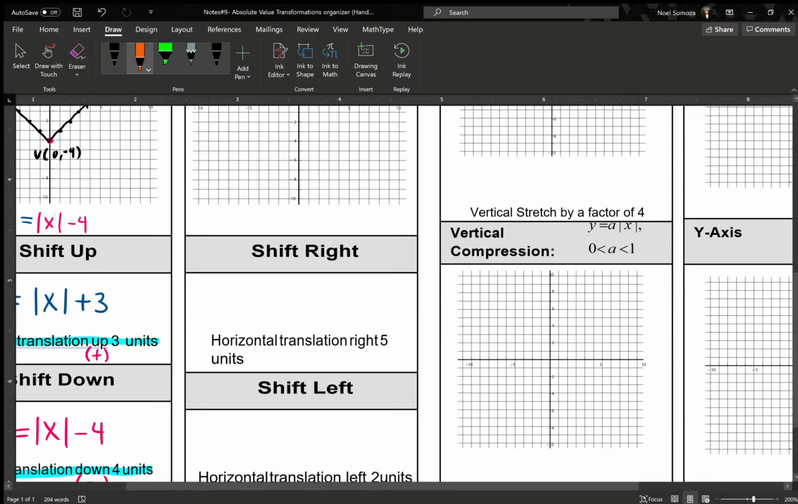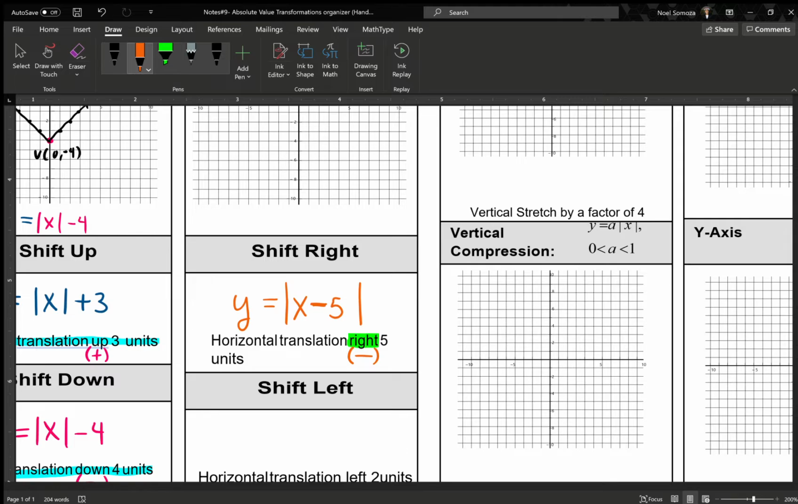We want a horizontal translation right of 5 units. In this case, I take y equals absolute value of x. Now it's backwards. If I want to go right, I'm going to use not a positive, but a negative. So I actually want to write this as x minus 5. I know it seems counterintuitive because if you're moving to the right, that's where the positive numbers are at. But it's the opposite. So we're going to go x minus 5.